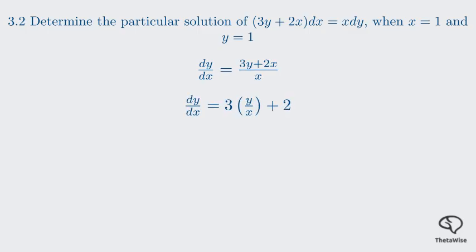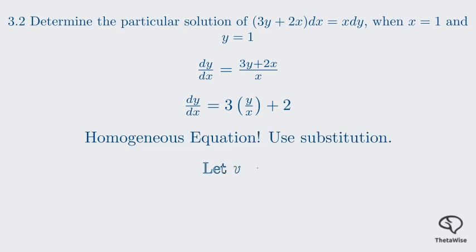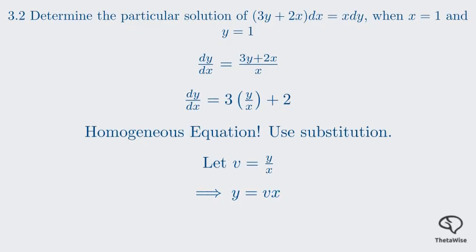This equation has a special form. The right-hand side, f(x, y), can be written as a function of the ratio y over x. This indicates that it is a homogeneous differential equation. Homogeneous equations are solved with a specific substitution. Let's let v equal y over x. This means y equals vx. We then need an expression for dy/dx. Using the product rule, dy/dx equals v plus x dv/dx.